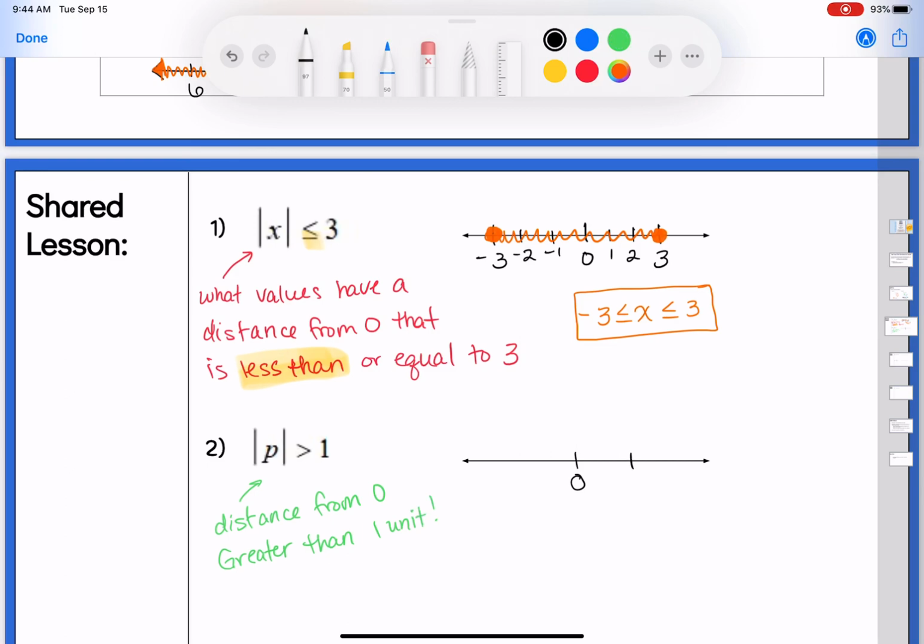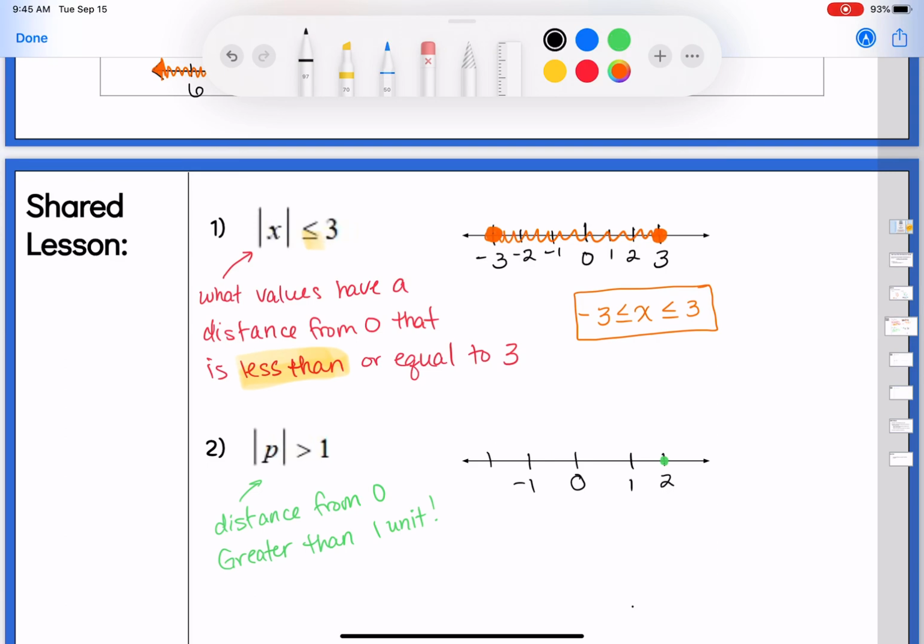So here's my point over here at 1 unit. And here's my point over here at -1, right? Because this would also be 1 unit away. But I need my distance to be greater than that 1 unit. So what if I had a point over here at 2? Well, if I had my point over here at 2, that distance would be greater than 1 unit away from 0. So that would work.